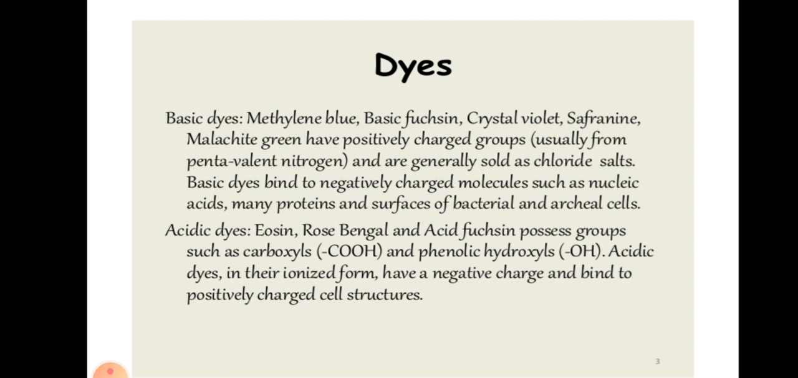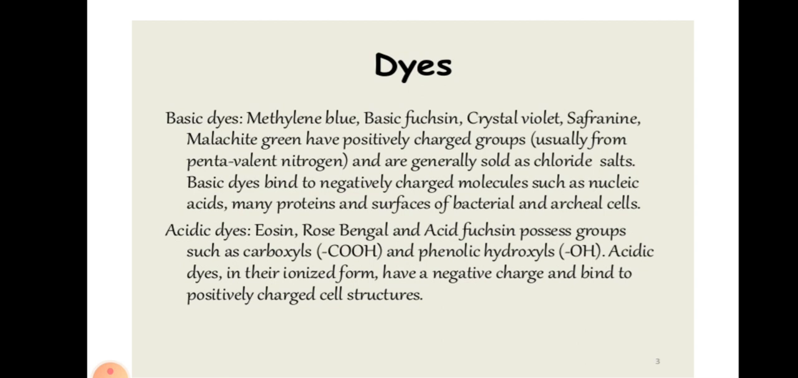These stains can be of two types: basic dyes or acidic dyes. Basic dyes are the dyes which are cationic and ionize to produce a positive charge on the dye molecule. Examples are methylene blue, basic fuchsin, crystal violet, safranin, malachite green. They have positively charged groups, usually from pentavalent nitrogen, and are generally sold as chloride salts.